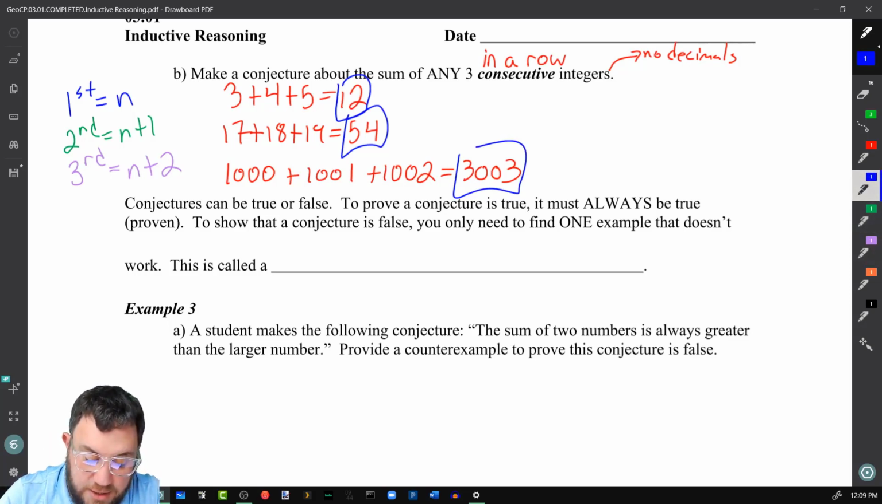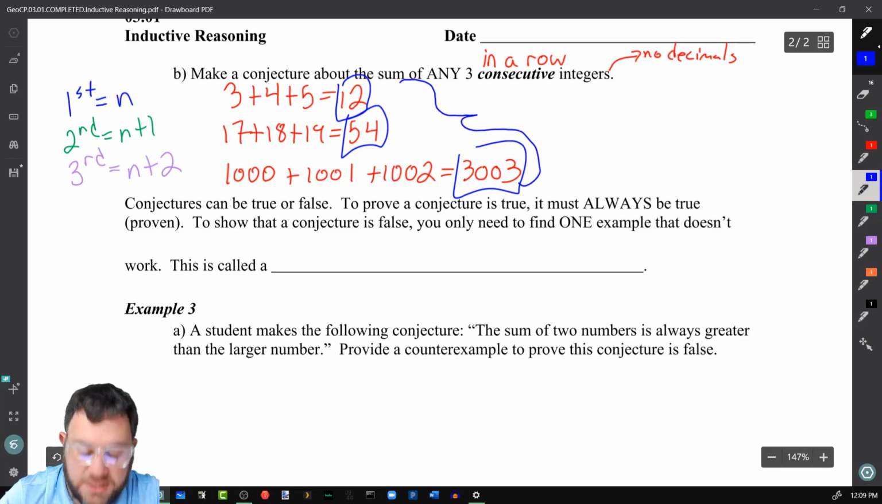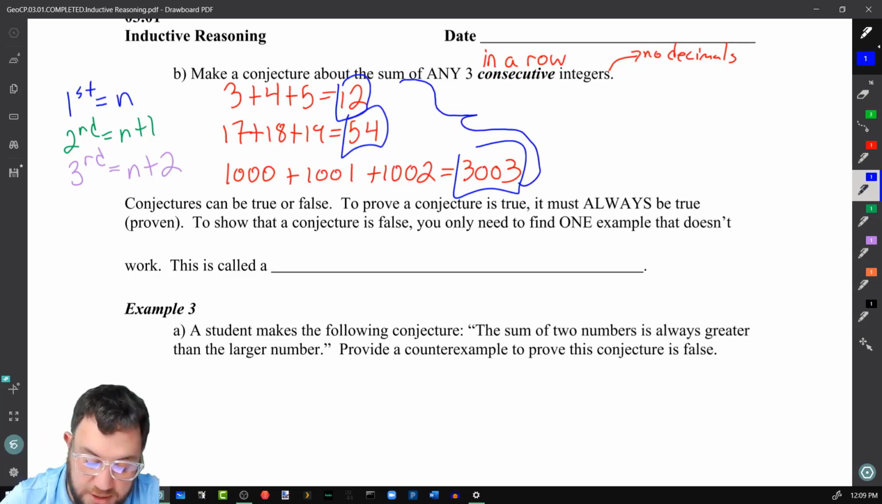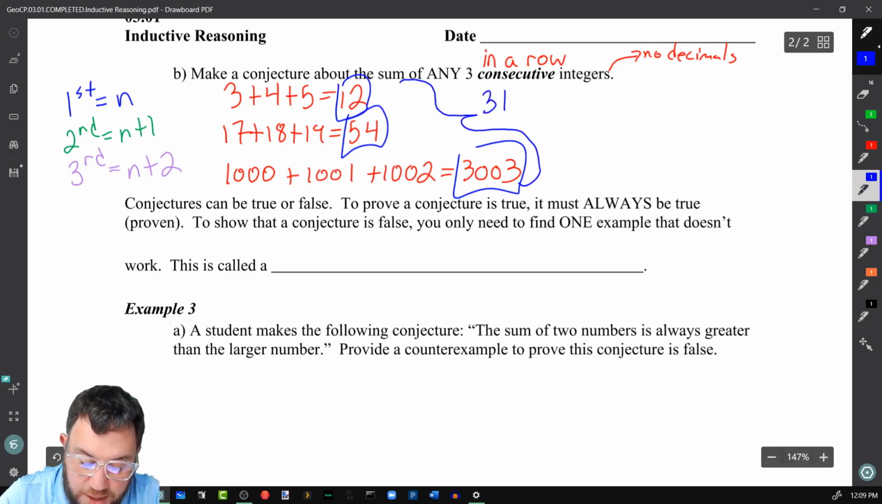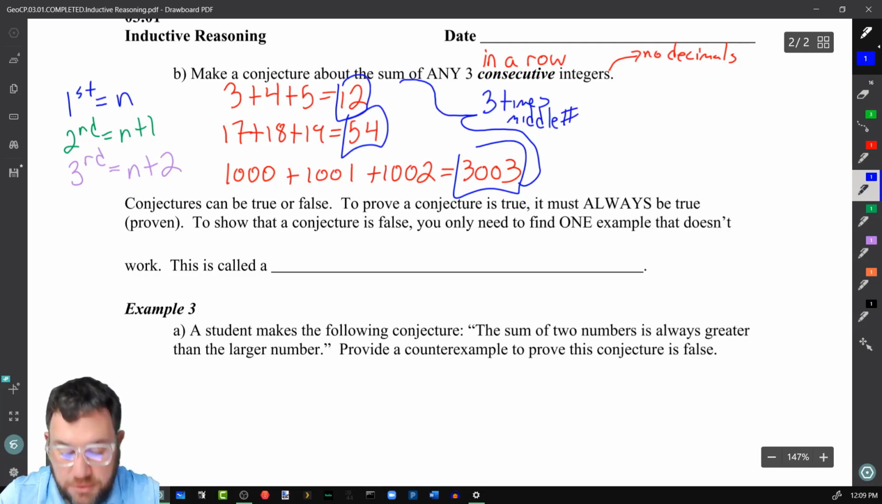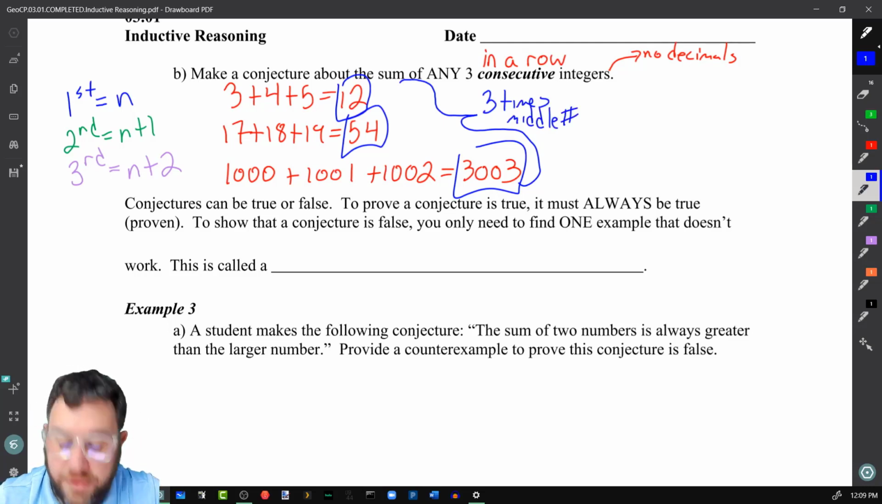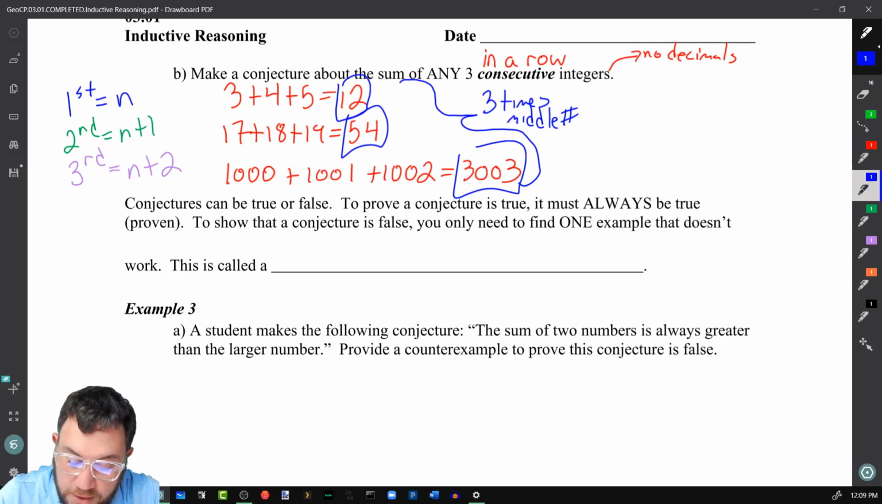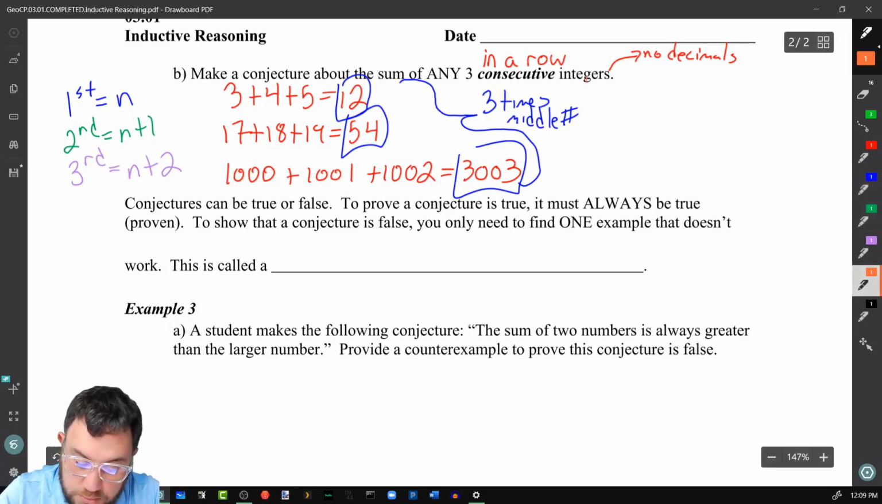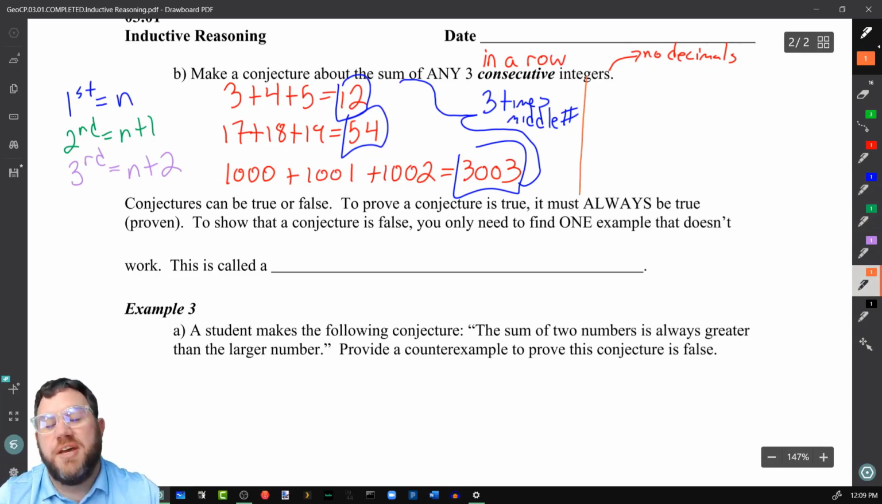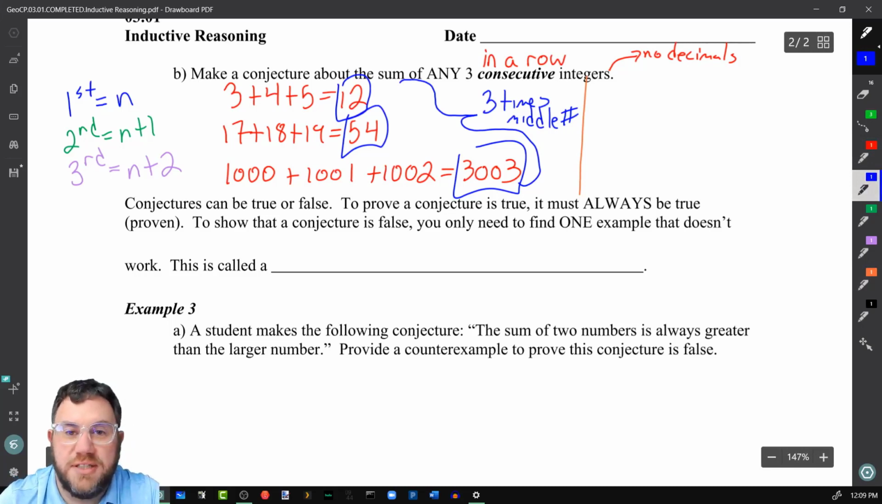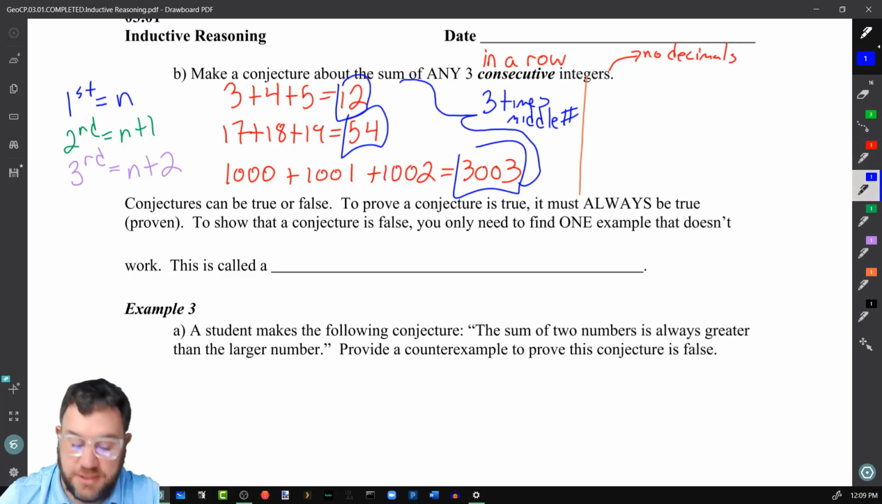Now, something I noticed that you may not, just because you aren't used to doing this yet, is that each of these is 3 times the middle number. I'm just going to use the number symbol. By the way, that's called an octothorpe. So now we've got our conjecture that the sum of them is 3 times the number in the middle. So let's actually use our n's and see if we can prove this is true.